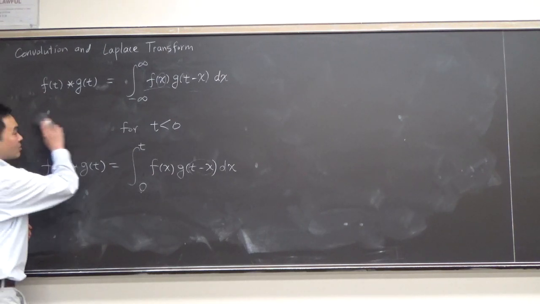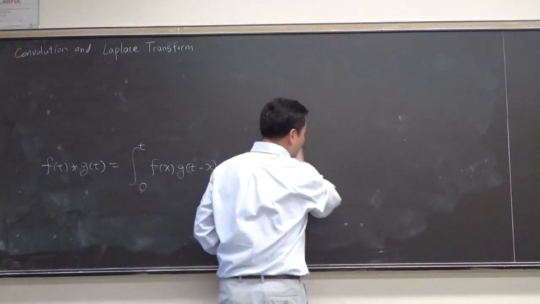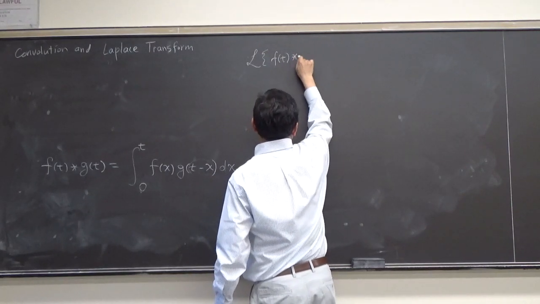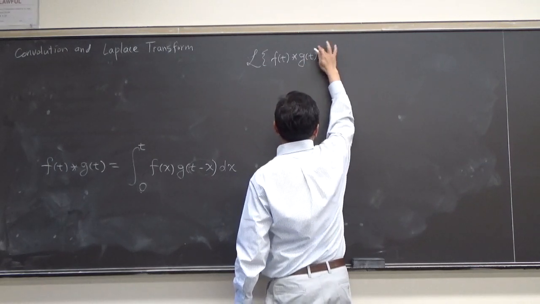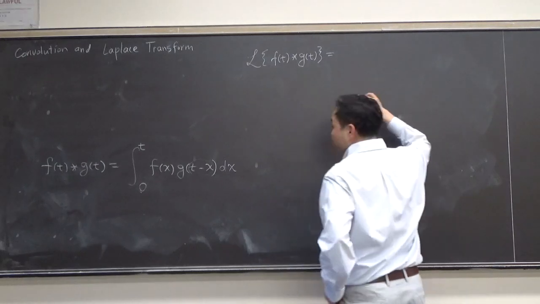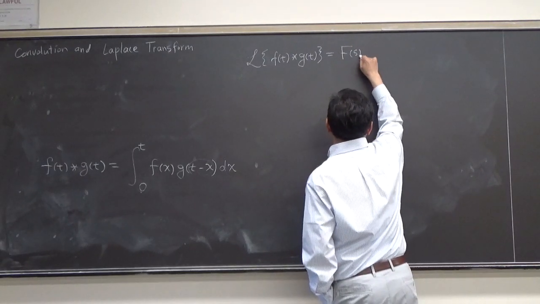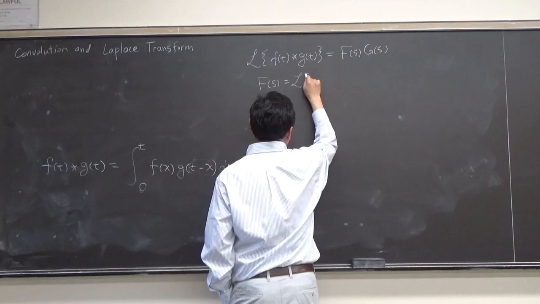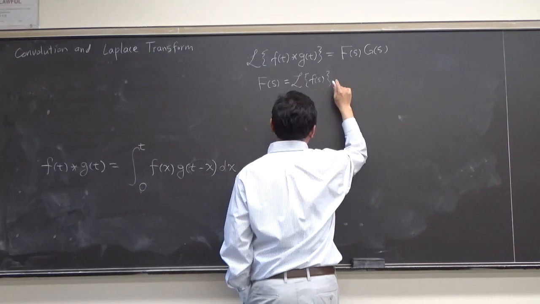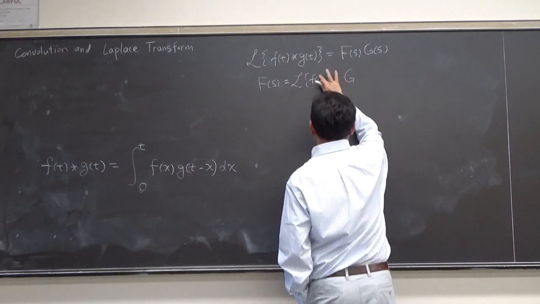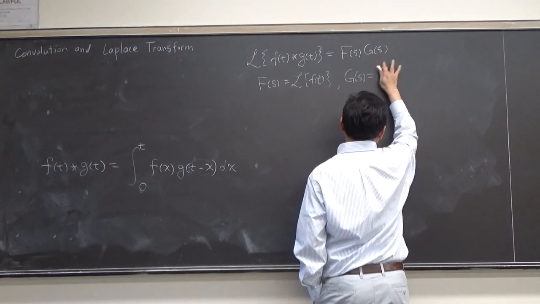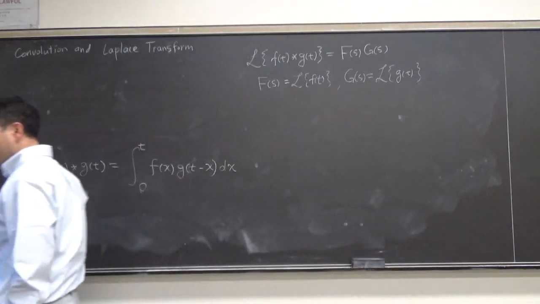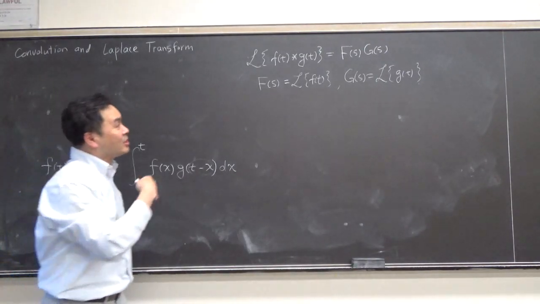Okay, so with this definition, what do I want to prove? I want to prove that the Laplace transform of f of t star g of t is going to be F of s times G of s, where capital F of s is the Laplace transform of f of t, and capital G of s would be the Laplace transform of g of t. So the Laplace transform changes convolutions into products.